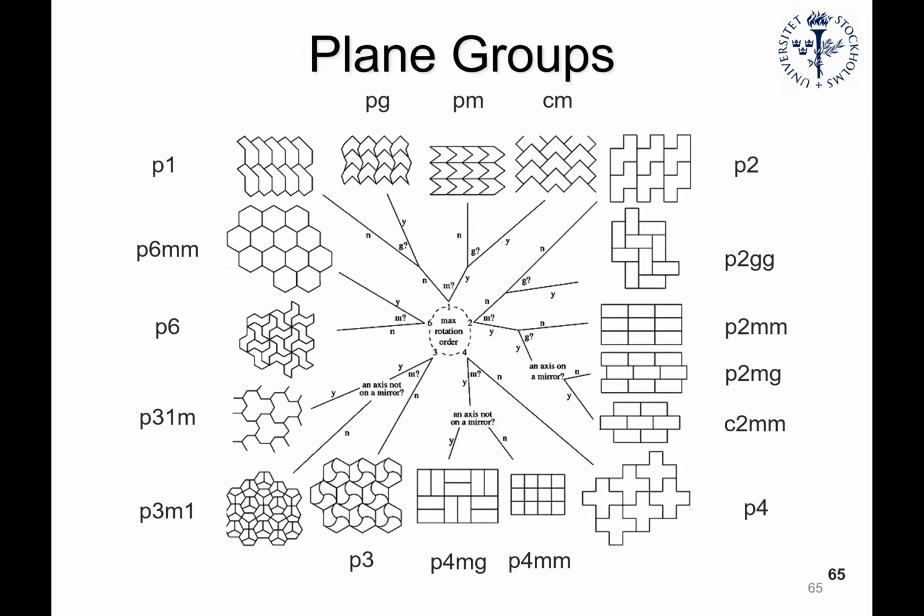So plane groups can have different names. These are all 17 plane groups. P1 is the one with the lowest symmetry. It just has translational symmetry, and no rotation apart from one-fold, but there is no other form of rotational symmetry. There's no mirror plane, there's no glide plane.